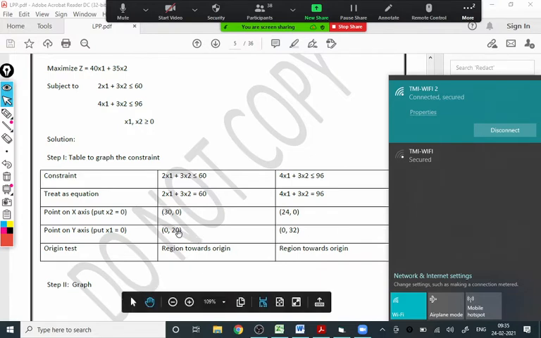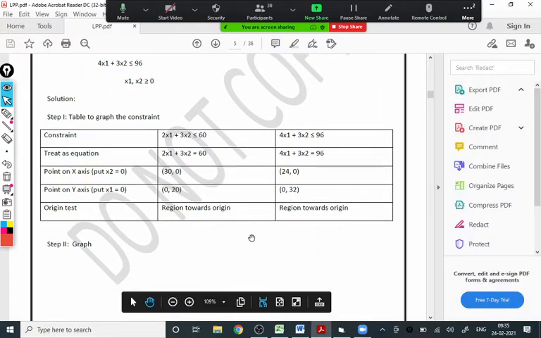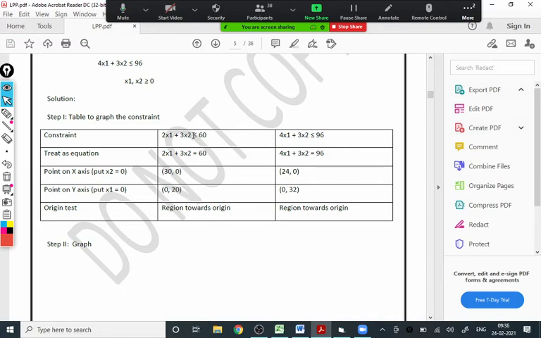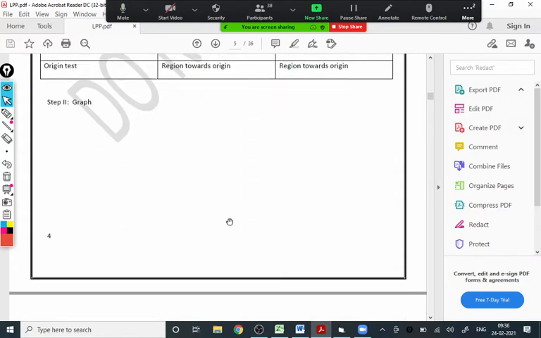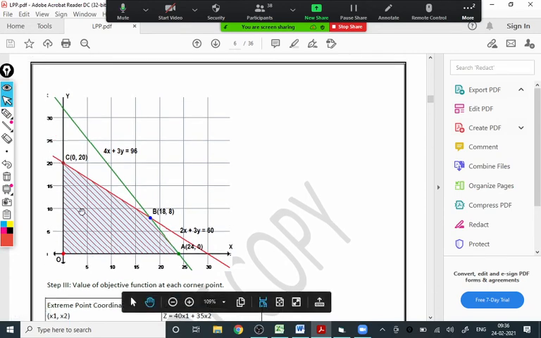Okay. So once we get these points on the x and y axes, we have to check which region applies. Both inequalities are of less than type, and we observe 0 is less than 60 and 0 is less than 96, so the region is towards the origin. Next you have to plot this graph. This is the rough graph you have to draw, and this is the feasible region.